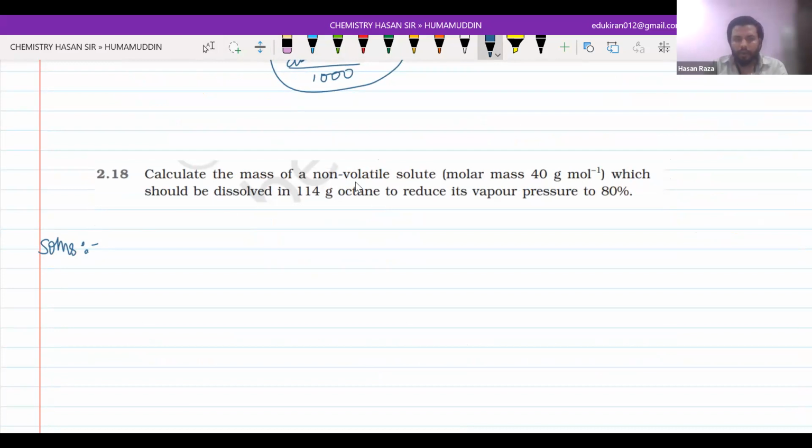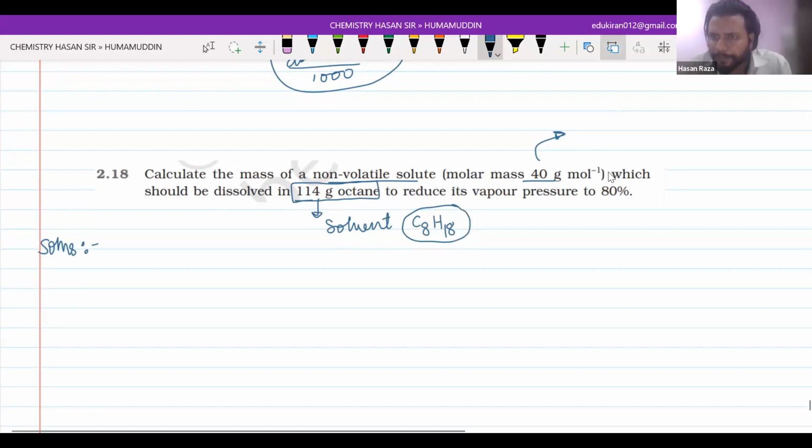2.1. Calculate the mass of non-volatile solute. Its molar mass is given as 40 gram per mole. Whatever is the solute, it is non-volatile. We need to calculate the mass that you have added in a volatile solvent, which should be dissolved in 114 gram of octane. That means this is your solvent, and the solvent is octane. Octane, that means the formula will be C8H18. You know the formula of octane, right? Yes or no?